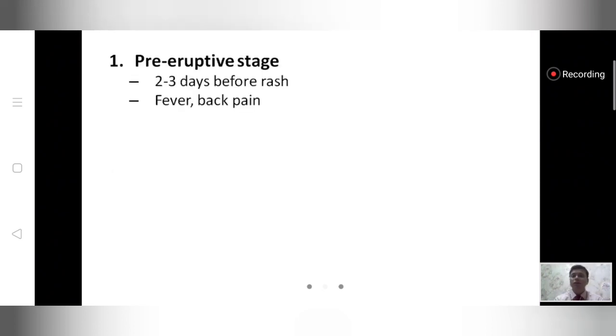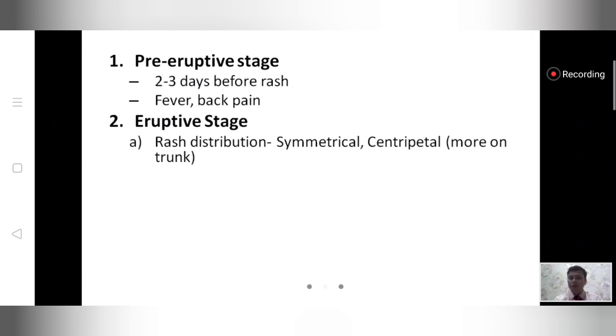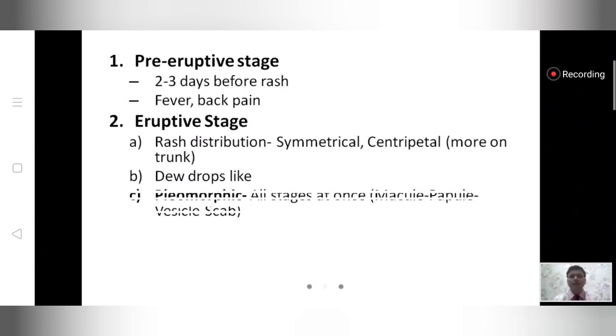Clinical features, a very important slide. I want your concentration here, please. You have the first stage, the pre-eruptive, 2 to 3 days before the rash, with fever and malaise. Then there is the eruptive stage, the eruption of rashes which are symmetrical, centripetal, more on the trunk. Dew drop was a very key word. You can see drops on leaves when there's rain in the mornings. The dew drop is that kind of rash. They are also pleomorphic, all stages at once: flat macule, papule, vesicle, and scab. All can be seen at one stage, and it's more on the flexural aspect.